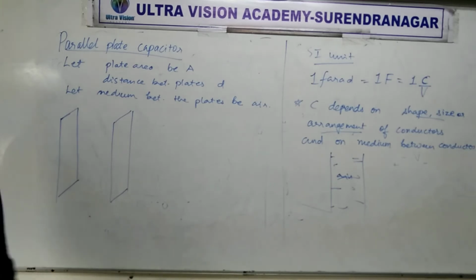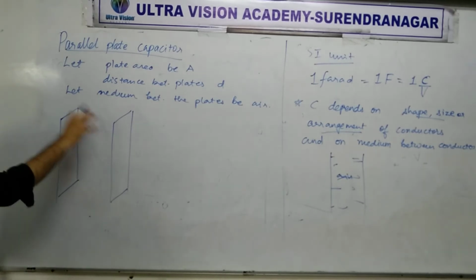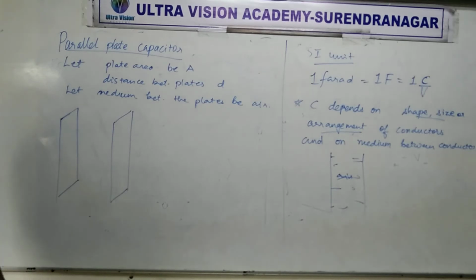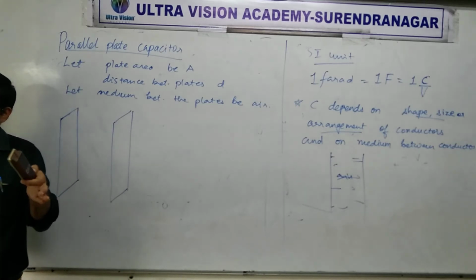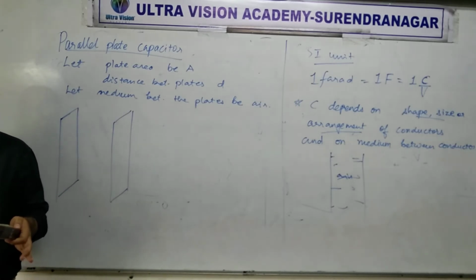What happens if there is another medium? Capacitance will change, but how will it change? That we'll study later. Okay, so this is the capacitor. Its plate area is this. Did you understand? This rectangle, this area is this, that area is clear.